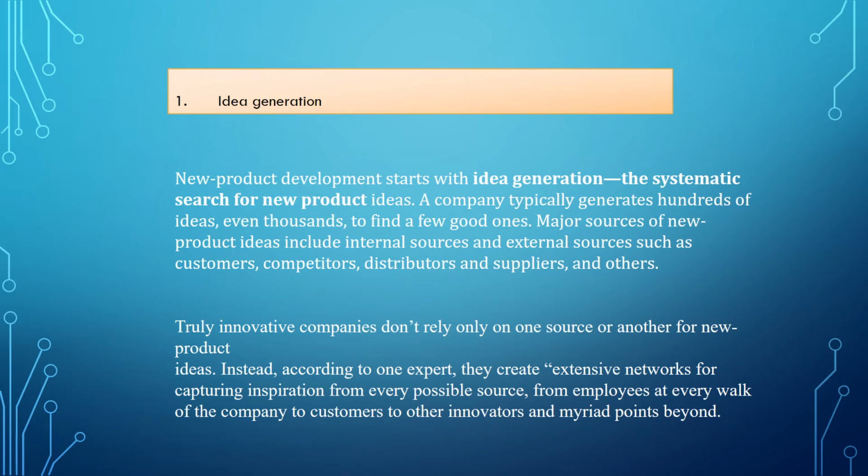So, first stage or the first phase of new product is idea generation. New product development starts with idea generation. It is the systematic search for new product ideas. A company or a company top management typically generate hundreds or even thousands of ideas to find a few good ones. Major sources of new product idea include internal sources and as well as external sources. Basically, we can say that there are two sources of idea generation: internal sources and external sources.